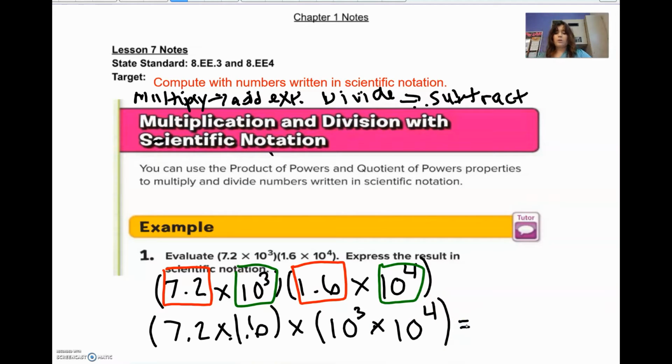Once we get here, all we're doing is multiplying. 7.2 times 1.6 gives us 11.52. And then when we take 10 to the third times 10 to the fourth, what do we do with those exponents? We add them. So we are adding 3 plus 4. So we get 11.52 times 10 to the 7th power.